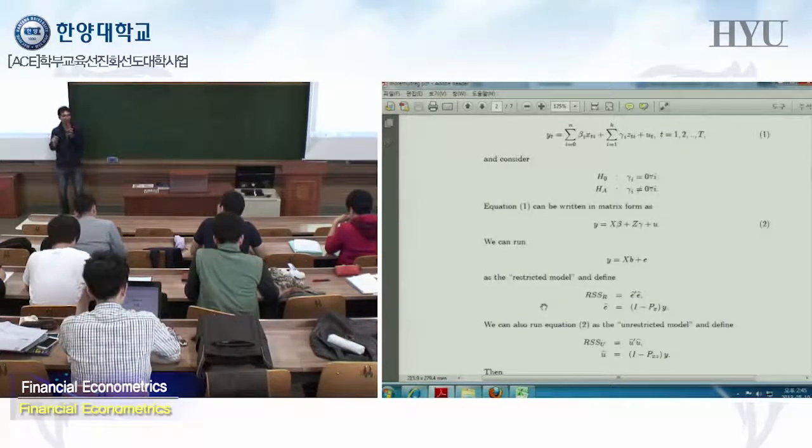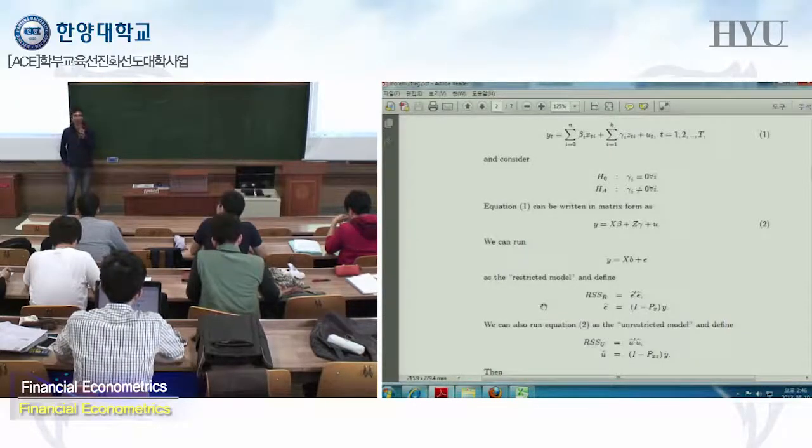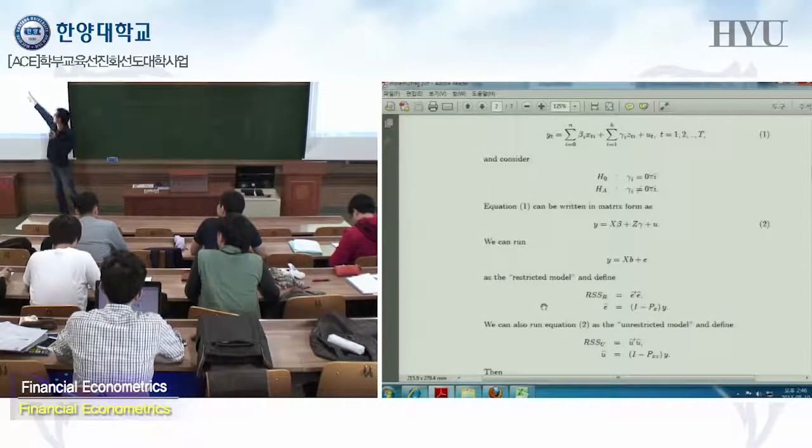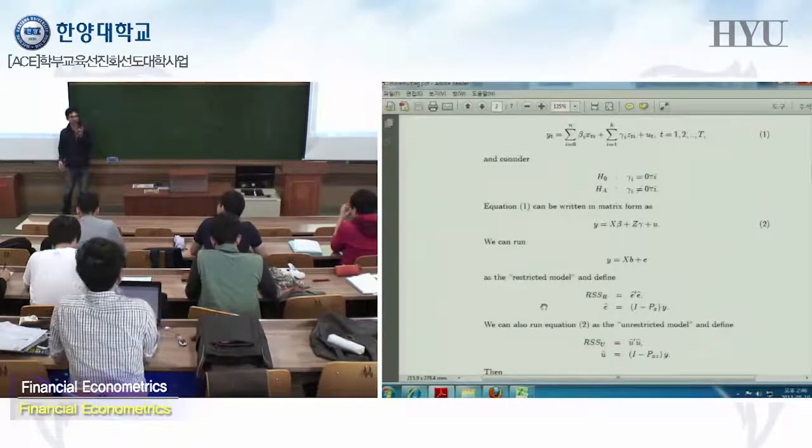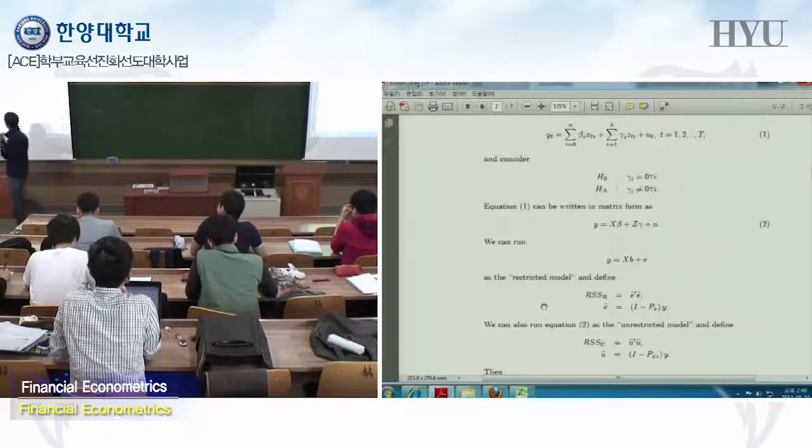But if the null hypothesis is wrong, if the alternative hypothesis is right, the unrestricted model and restricted model should generate different results. So the coefficients should be different. Therefore, u and e should be different, right? That's our intuition. So let's investigate those error terms one by one.